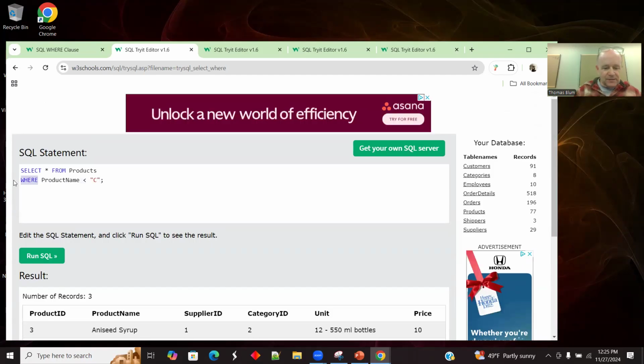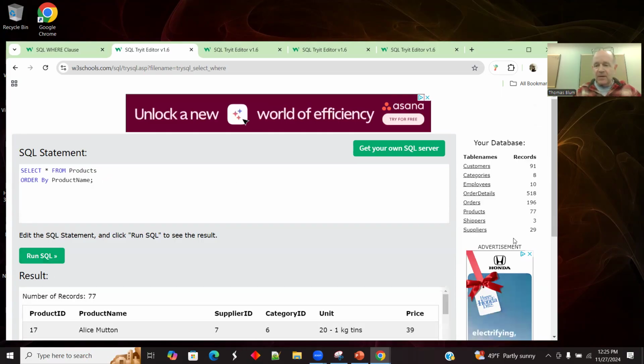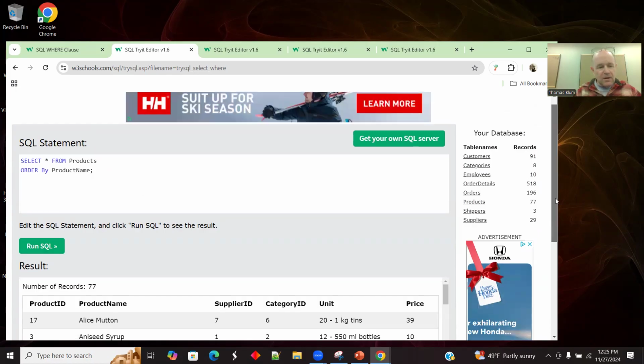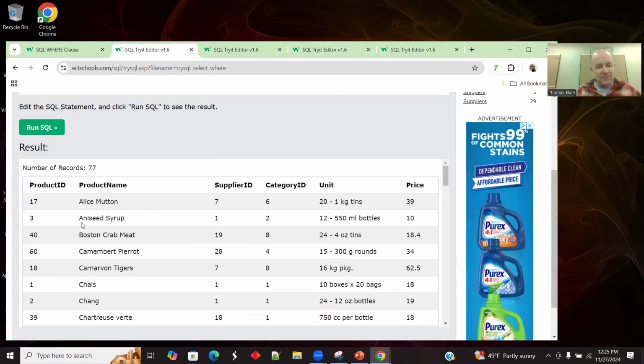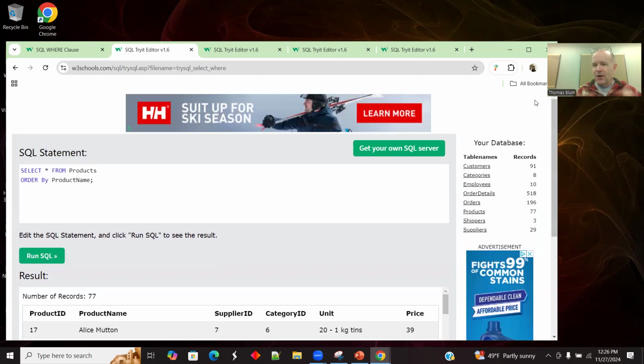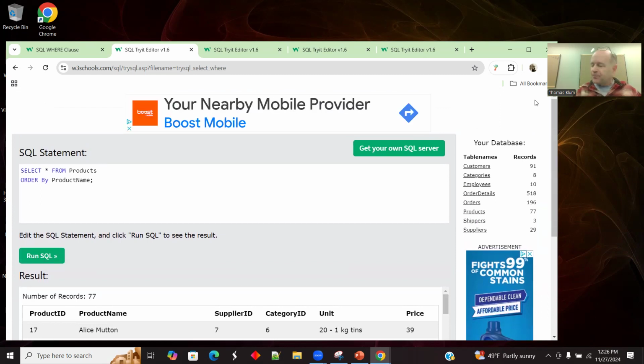Let's order by the product name, and it will assume ascending. And there was Alice Mutton, Aniseed, Boston, and then we are on to Camembert. So we can do a less than with letters if you want a certain part of the alphabet. It's more common to do it with numbers, but it does indeed work with letters.